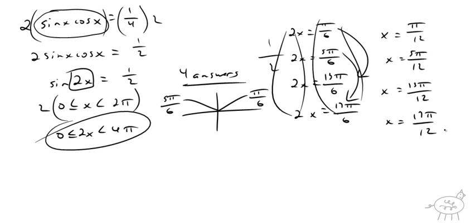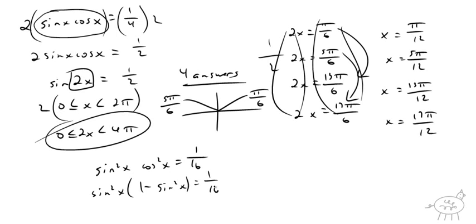If you hadn't recognized that, and you said, you know what, I want to try this: I've got sine x and cosine x, what if I square both sides? This is what would have happened. If you just squared both sides, you would have gotten sine squared of x cosine squared of x equals 1/16. Then you would have substituted 1 minus sine squared of x, so sine squared of x times (1 minus sine squared of x) equals 1/16. You could have multiplied everything by 16 if you wanted.